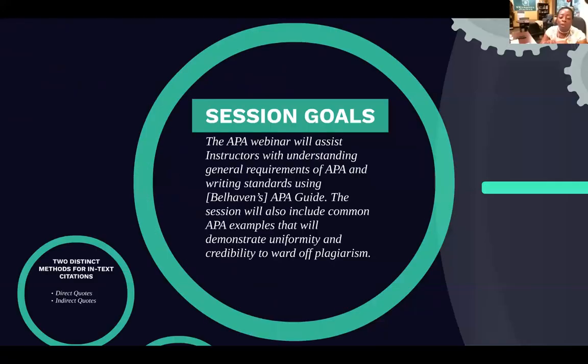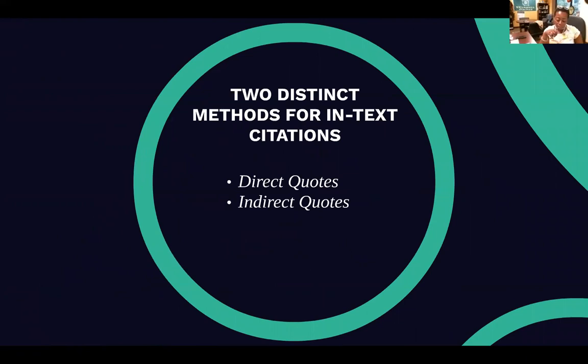We'll begin with our session goals. The APA webinar will focus on helping instructors understand the APA requirements as they relate to the Belhaven APA guide. We will focus on common examples to make sure that we are standardized, we use uniformity, and we ward off plagiarism. I tried to simplify the webinar as well as instruction in my classes by making it very simple, because what I found is that students and faculty alike are fearful as it relates to citing and referencing. So I ask that in our classes, we do our best to keep it as simple as possible in order to minimize and reduce fear.